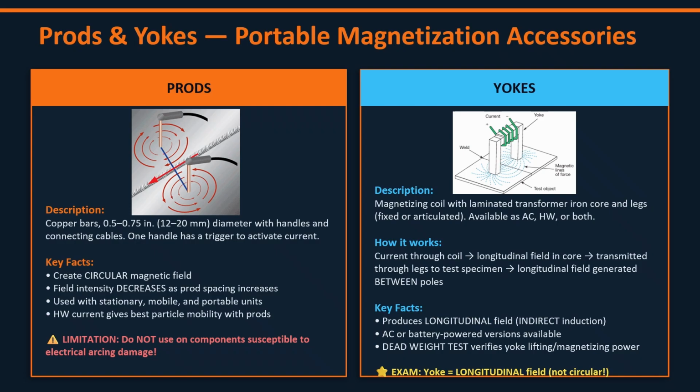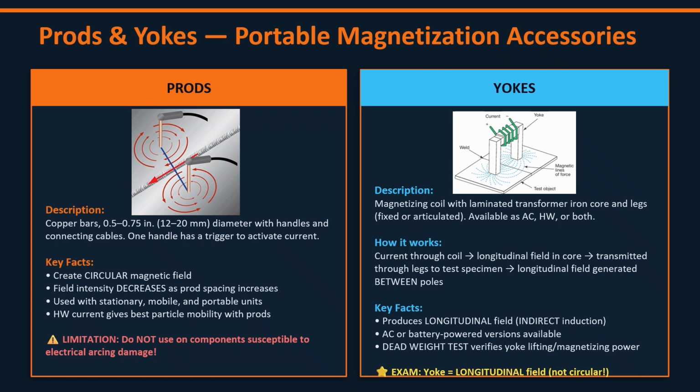The major disadvantage is arcing. Prods should not be used where an arc could damage a finished surface, pressure boundary, plating, or other critical area. In oil and gas shutdown work, this is one reason electromagnetic yokes are commonly preferred for weld examination.